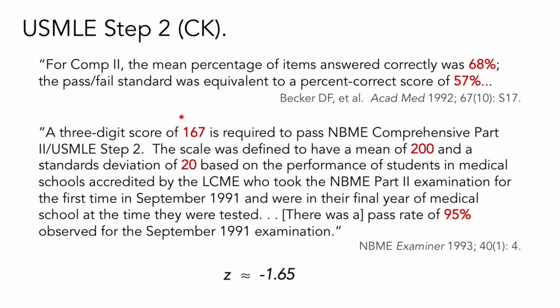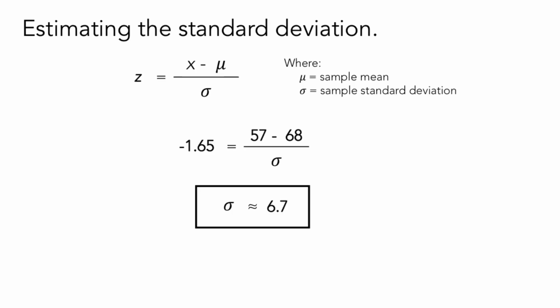And similarly, we know that the 3-digit score of 167 was used to become the standard, and the standard deviation was 20. And so if we determine how many standard deviation units down that would be, it would be around 1.65 down. A z-score of minus 1.65 would correspond to this point of 57% of items correct. And we can use that to estimate the standard deviation just as we did before a few slides ago, because we now know z and mu for a given point at this 1.65 z-score. And that would give us a standard deviation of about 6.7%. So a slightly narrower bell curve for the initial performance on USMLE Step 2.